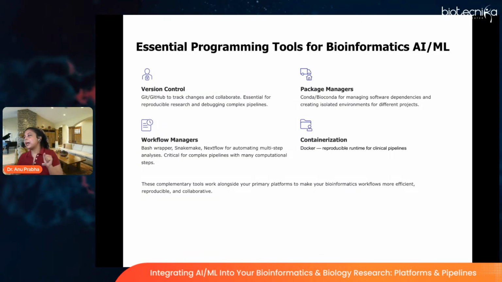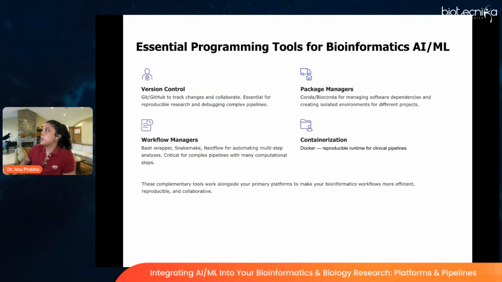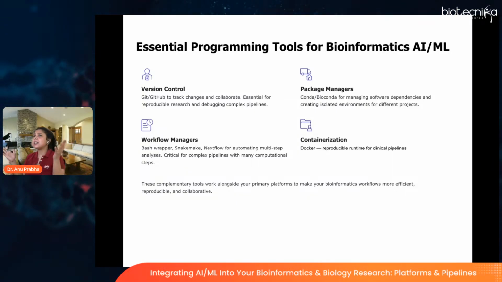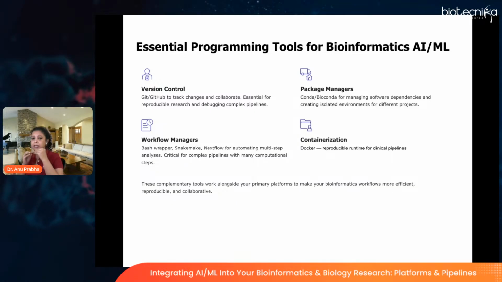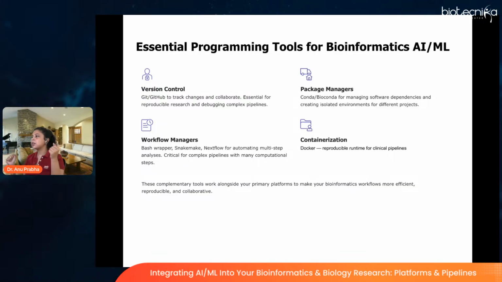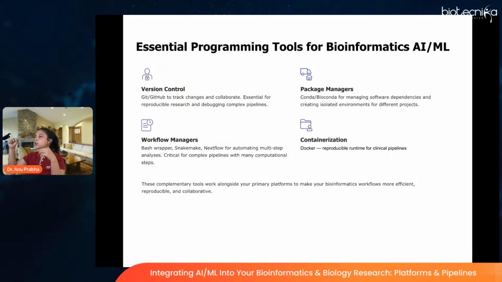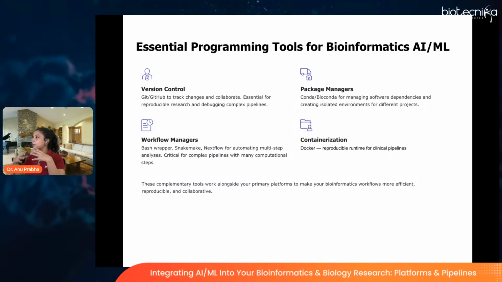Besides that, you have workflow managers. Workflow managers recognize that your pipeline is going to be a list of many modules, many codes, and they may be written in different languages. So you can use a Bash wrapper, you can use Snakemake, Nextflow. How does all of this help? It runs your different modules, different codes, or different steps in your pipeline one by one, automatically.